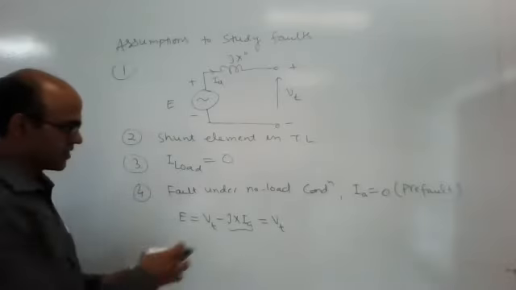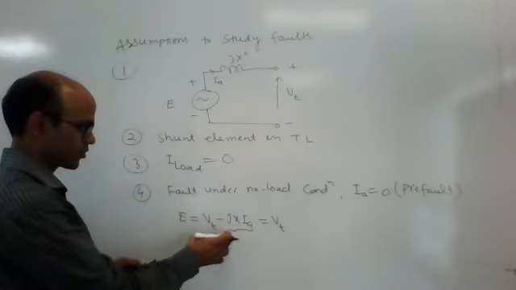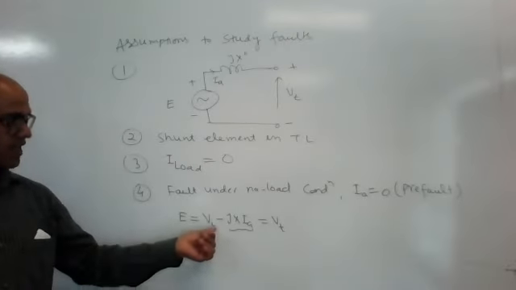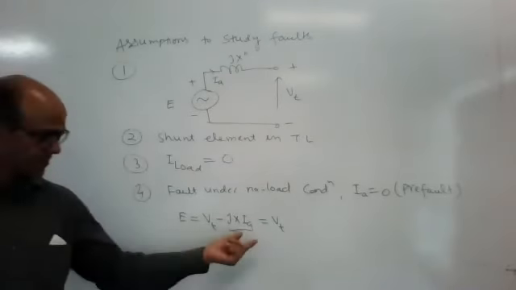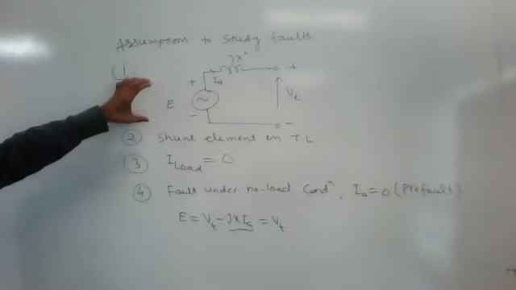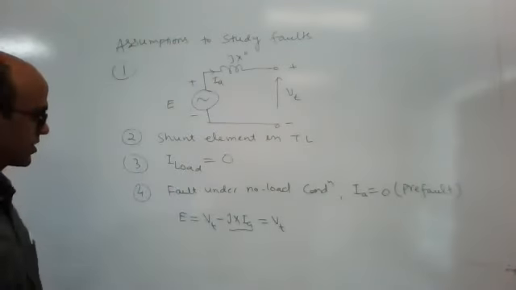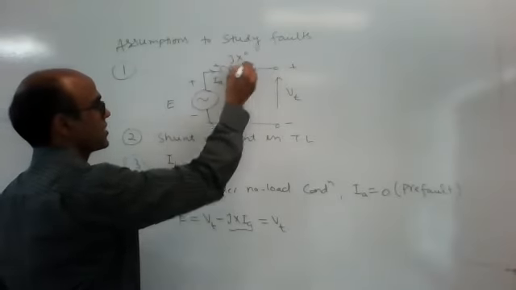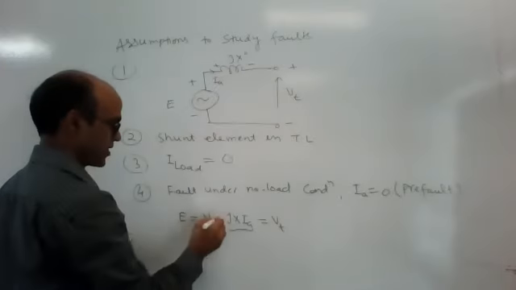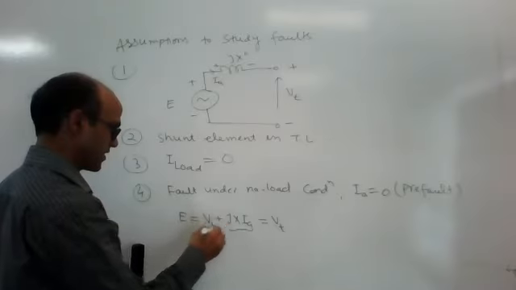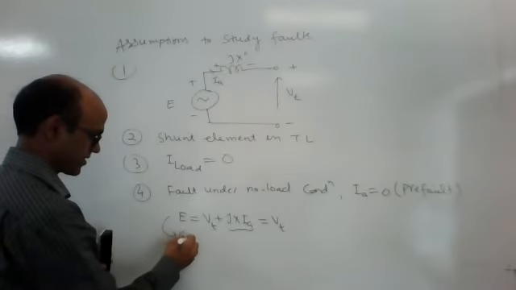Under fault condition, this value will increase, and this voltage also decreases. If there is a fault, then IA increases suddenly. This is in case of generator. If you are applying KVL, this voltage equals this drop plus this drop, so there is plus and not minus.